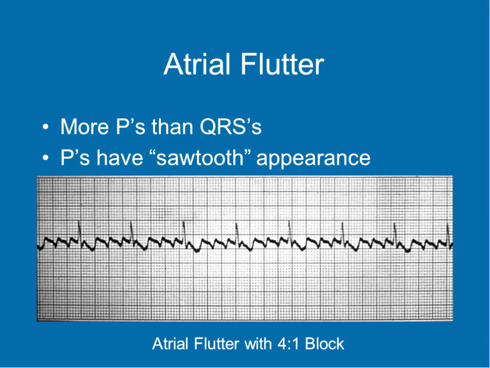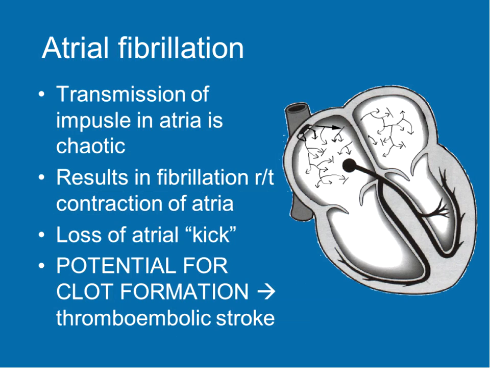In atrial fib, the transmission of the impulse in the ventricles is very chaotic. So I didn't say that right. In atrial fibrillation, the impulse in the atria is very chaotic, and so the atria fibrillate. Instead of contracting as one unit, these individual cells just kind of get the impulse on their own. There's a couple of problems with atrial fib. One is the loss of that atrial kick. Remember back from cardiac assessment?